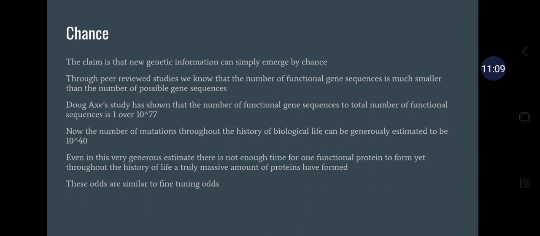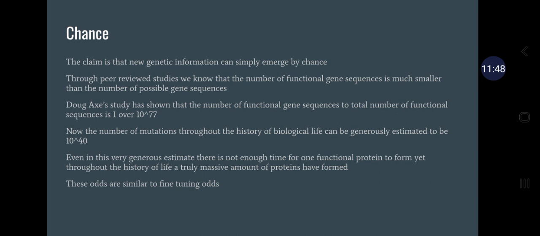So basically, for life to emerge, numerous, countless beneficial mutations have taken place, but the odds of even one functional, beneficial mutation taking place are 1 over 10 to the power 37. Basically I'm just dividing these two by each other. That is exceedingly improbable. I mean, those odds are like the fine-tuning odds.